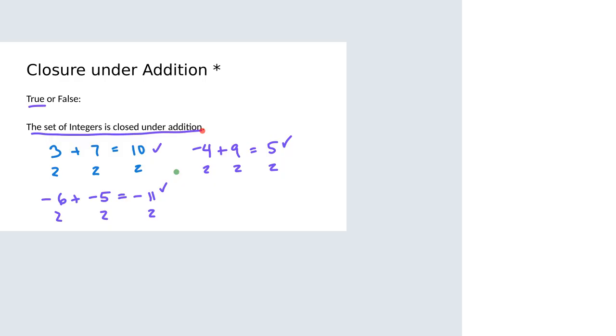Oh yeah, I didn't do any with 0. So we could have -12 plus 0 is -12. Here again, that's integer, integer, integer. So the set of integers is closed under addition. Yes, it is. That's a true statement. Let me know if you have any questions about closure under addition before we move on from that.